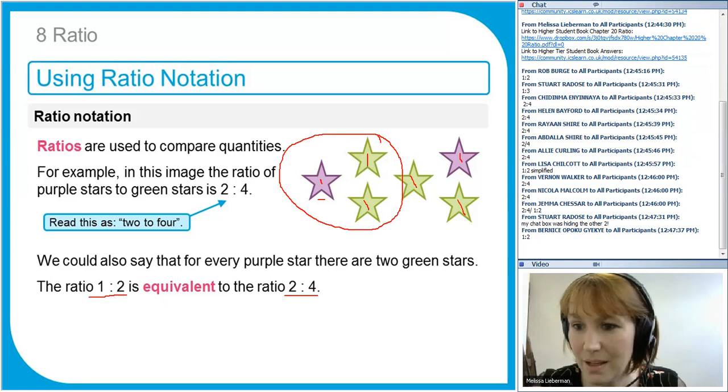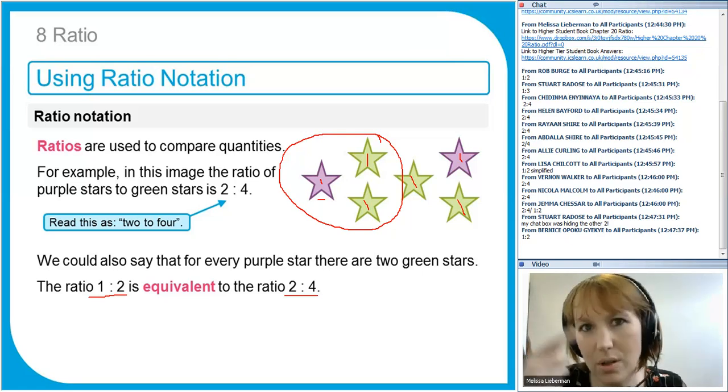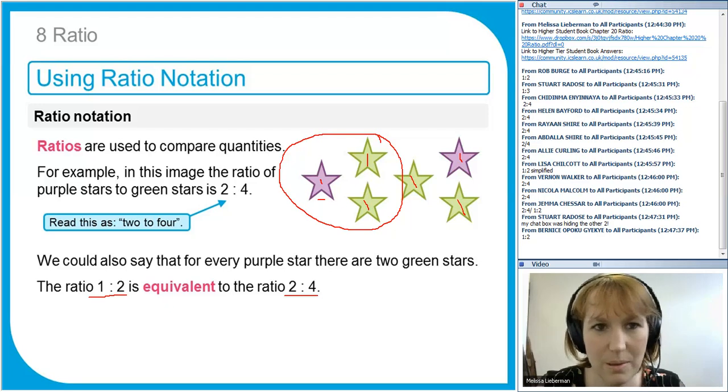Stuart, your chat box was hiding the other 2. I didn't see what you typed. They all looked right. It's good. Make sure that you do write the 2 dots. So don't do a forward slash instead of the 2 dots. It must be a dot to be a ratio.